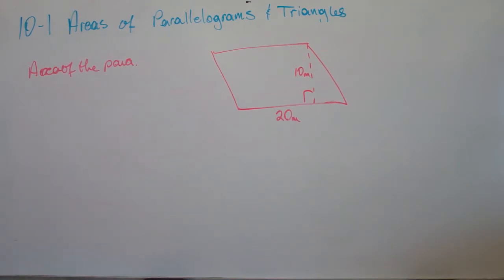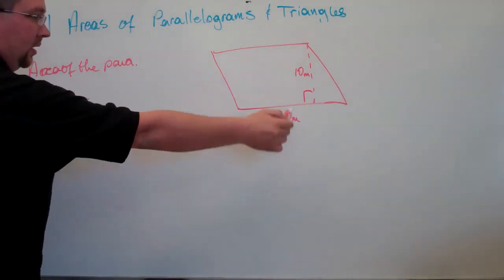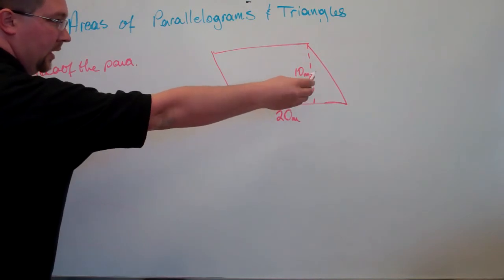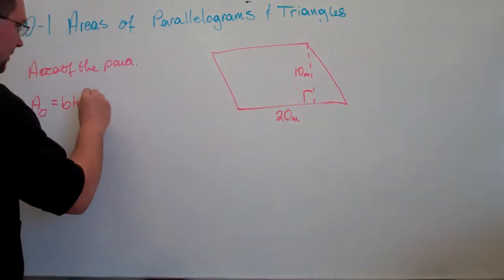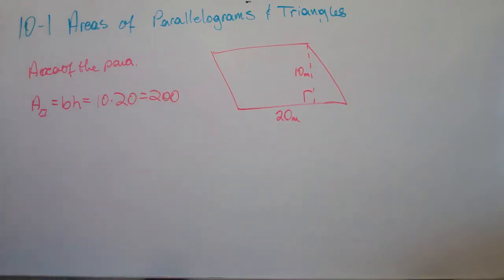Alright, area of a parallelogram is simply base times height. So look for your right angle. Here it is. So do we have both corresponding sides? Yes, we have our altitude, we have our base. So that's simply going to be 10 times 20, which is 200. All right, it is simply 200.